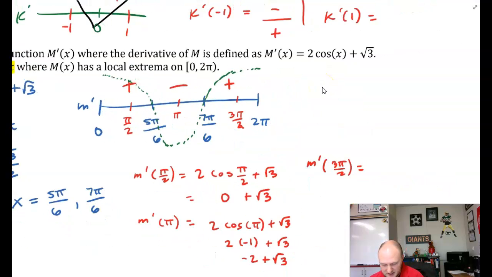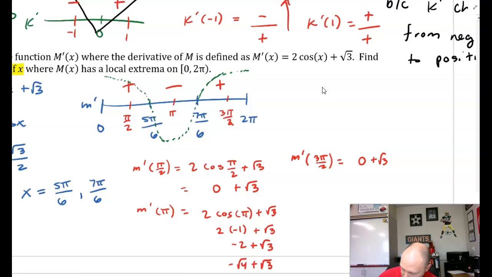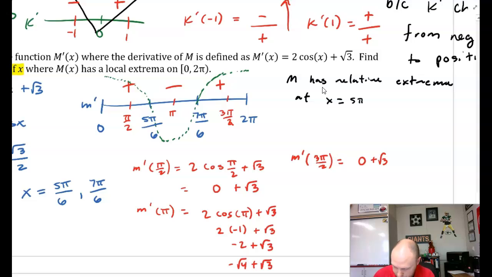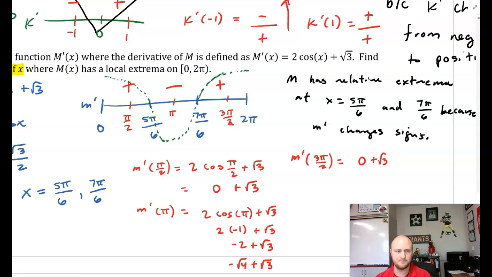Okay, so we want relative extrema. So we can say m has relative extrema at x equals 5 pi over 6 and 7 pi over 6 because m prime changes signs. There you go. That is how you know.